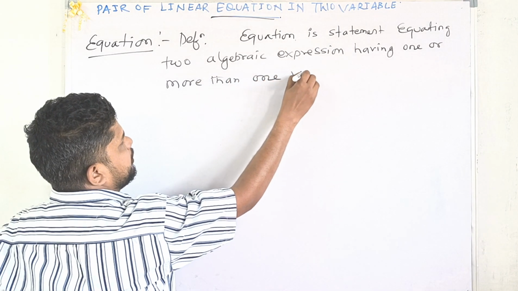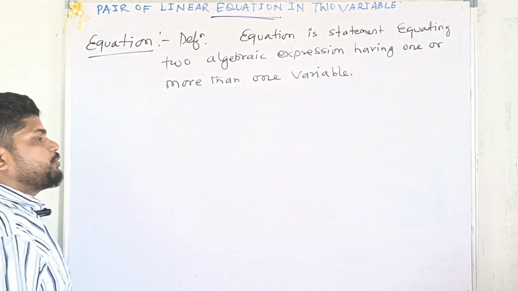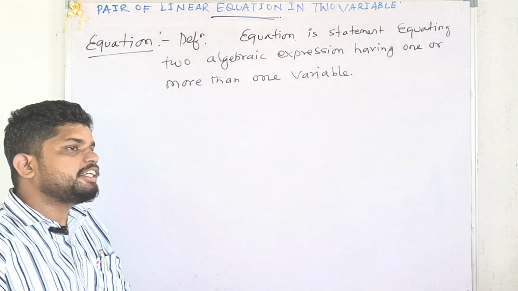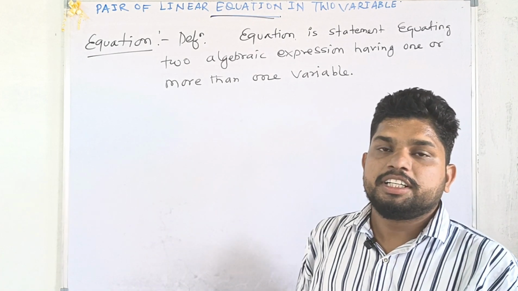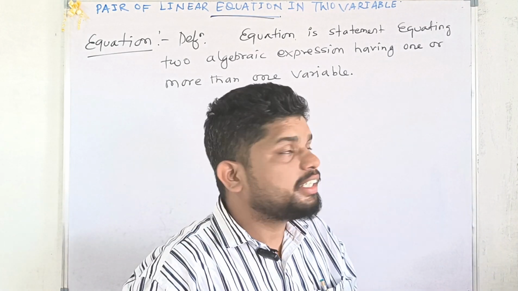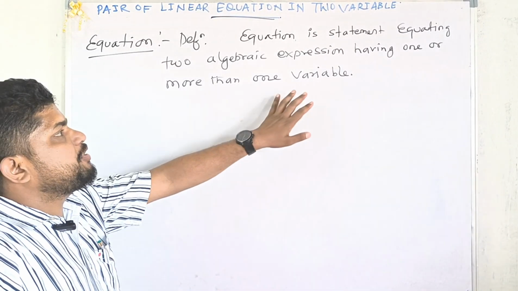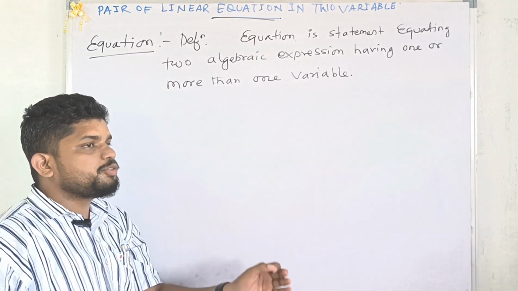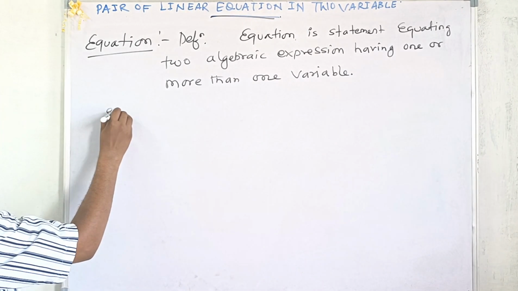Dear students, what is a variable here? You know that a variable is a physical quantity whose value is not fixed. The values of a variable generally change as per the time and place. Okay, and we denote variables using small English alphabets. So let me give you an example.